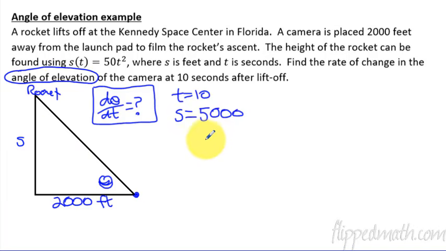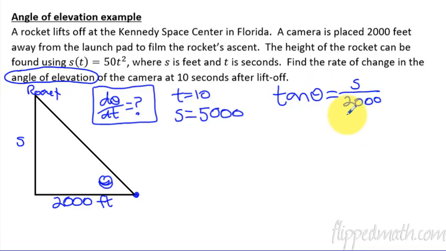What else have we got? I think that's it for now. Let's see what else we can come up with, see if we can do an equation that relates these things. So if I have an angle, opposite, and adjacent, that's tangent. So tangent theta is equal to opposite, which we'll call s, over adjacent, which is 2,000.